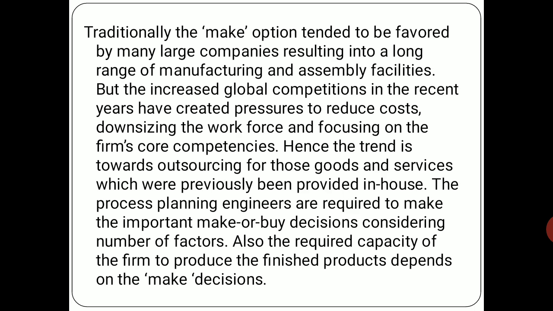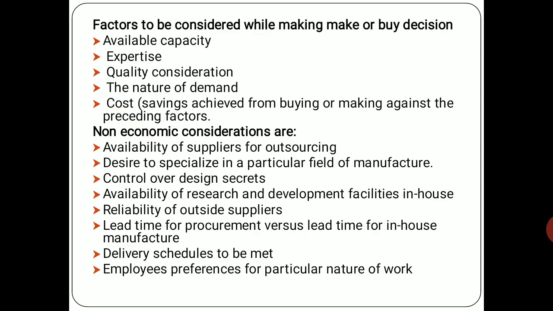I am not going very deep because with this particular example, I think the make or buy decision should be clear. We are moving towards the next part, that is factors to be considered while making or buying decision, right? See, the same example we carry forward. While making or buying the decision, what type of things you have to keep in mind? Available capacity, expertise, quality consideration, the nature of demand, and the cost.